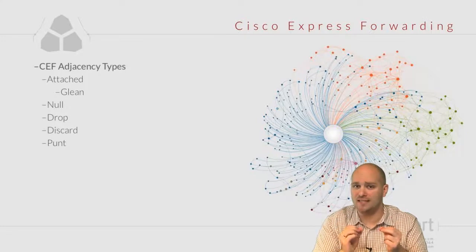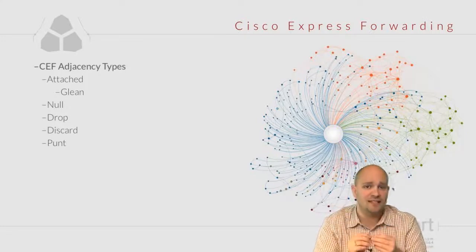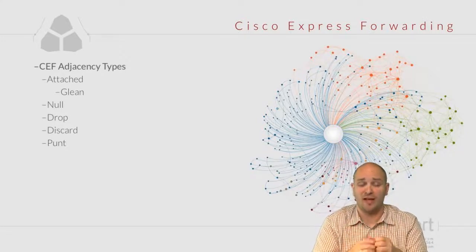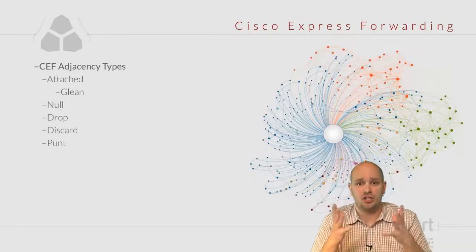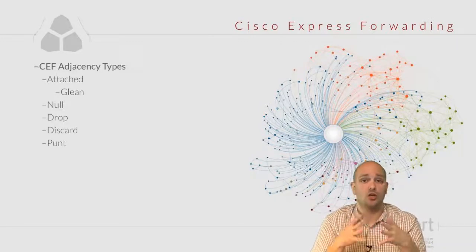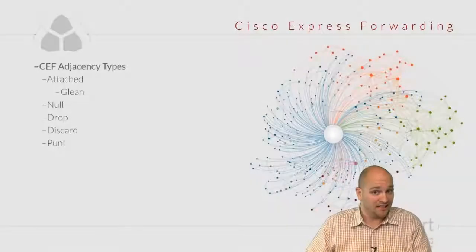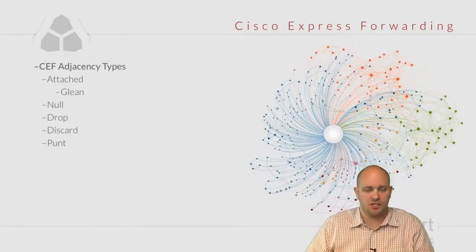That suddenly becomes a drop adjacency. However, the discard adjacency is a purposeful discard, drop of the traffic, purposeful rejection of the traffic that we have actually configured. And last but not the least is the punt adjacency.